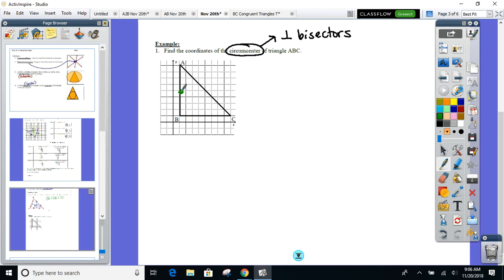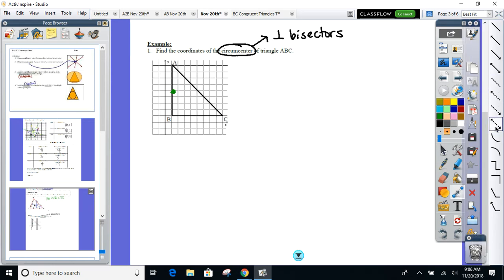And what type of line is going to be perpendicular to AB? I got the bisector. It's going to go through that point. What type of line will be perpendicular to vertical line AB? Horizontal. Draw it in. Take your straight edge. Draw in that horizontal line, making sure it goes through that midpoint. We're guaranteed that that's the perpendicular bisector. It goes through the midpoint, and it's perpendicular to AB.